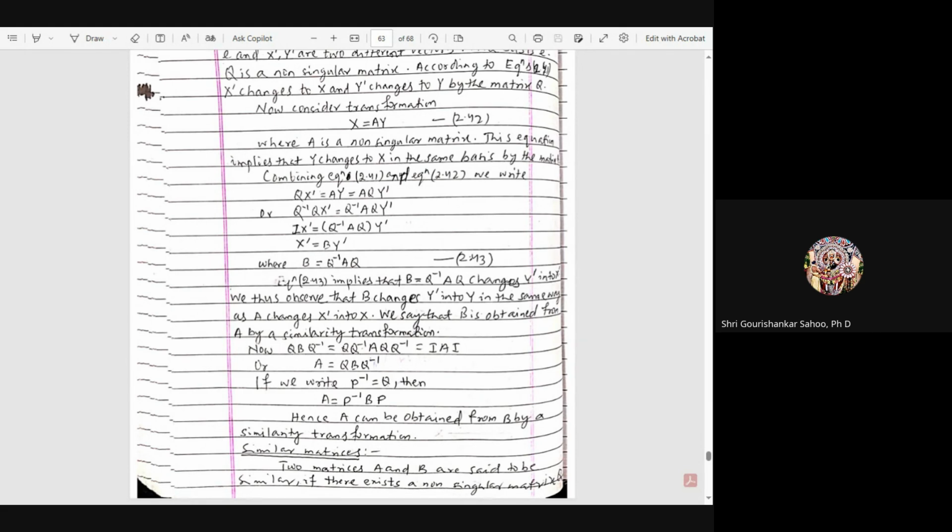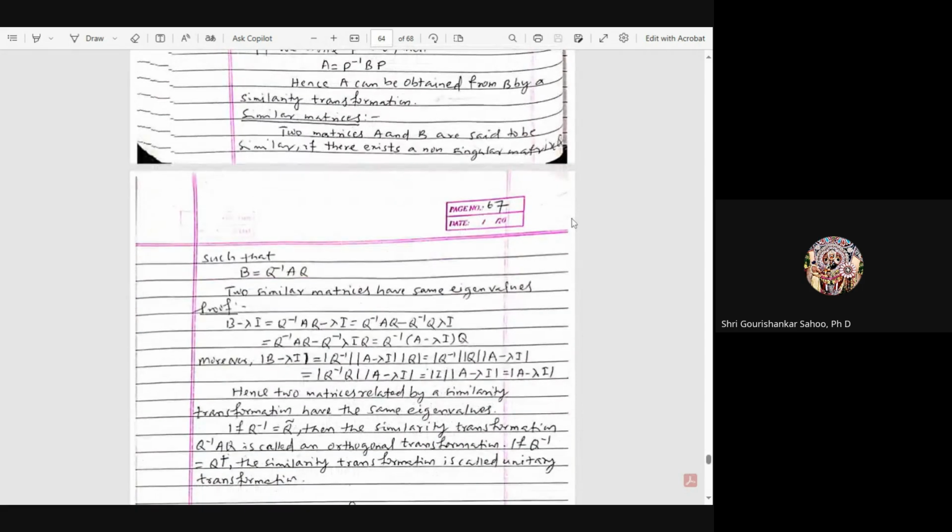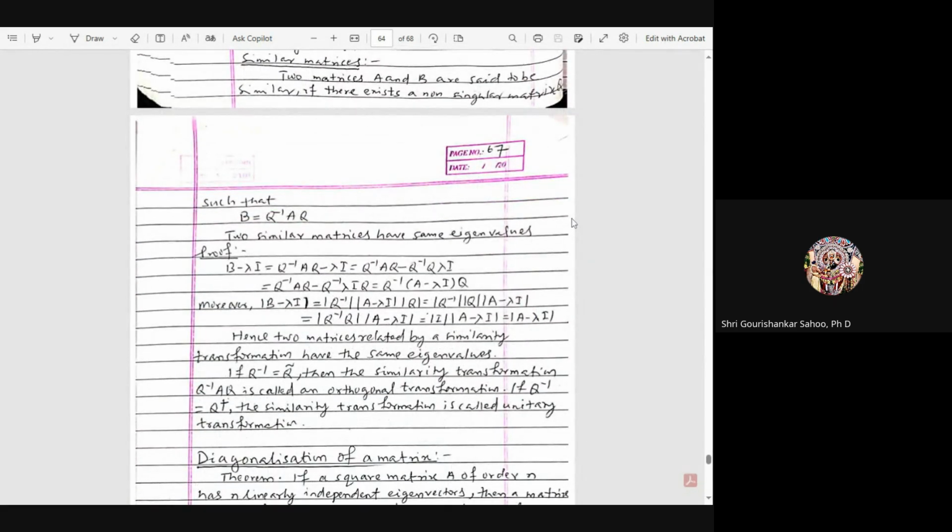Q inverse is equal to Q inverse AQ Q inverse is equal to IAI. So A is equal to Q B Q inverse, and we can write P inverse is equal to Q, then A is equal to P inverse BP. So A can be obtained from B by a similarity transformation. So you obtain similar matrices, whereby two matrices A and B are said to be similar if there exists a non-singular matrix Q such that B is equal to Q inverse AQ.